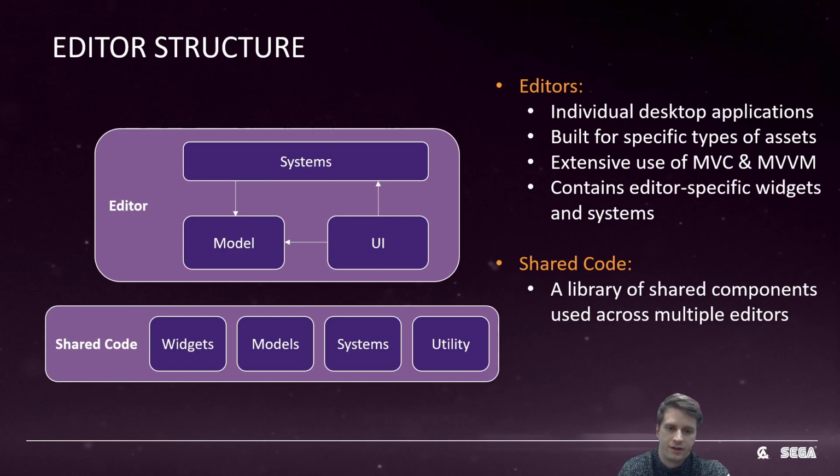Systems and UI can access the model, but not the other way around. UI can make use of systems, but systems also cannot access the UI. And UI components can most often not access other UI components either. This ensures a stable and predictable data flow. There's also a large set of shared components for each editor to use, illustrated by the bottom diagram. So let's have a look at some of these in a bit more detail.